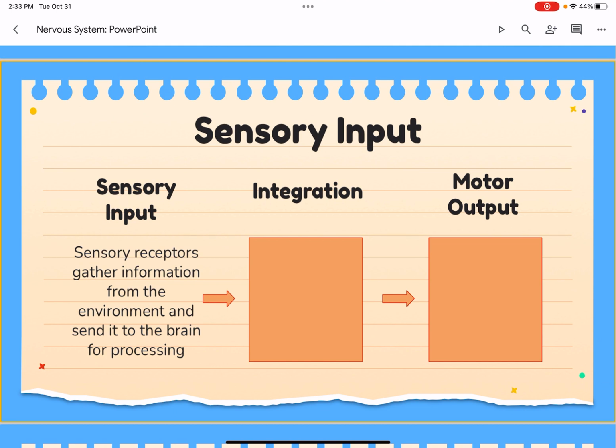So first you have the sensory input. Sensory receptors gather information from the environment and send it to the brain for processing. A stimulus is anything that causes a response. Millions of sensory receptors monitor changes or stimuli that take place inside and outside the body. Examples of stimuli are images detected by the eye, sensations detected by an internal organ or the skin, and sounds detected by the ears.